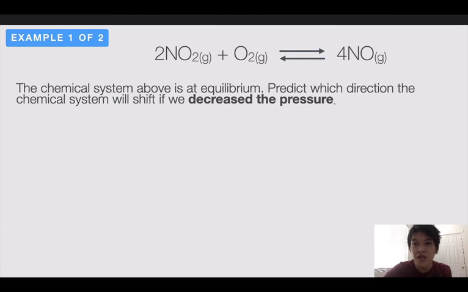Here's the first example. The chemical system above is at equilibrium. Predict which direction the chemical system will shift if we decrease the pressure. So the stress here is that there's too little pressure. We just need to figure out which direction the equilibrium should shift to increase the pressure back. In other words, which side of the chemical equation has more gas molecules? Take like 5 seconds to figure out how many gas molecules are on the reactant side, and then how many gas molecules are on the product side.